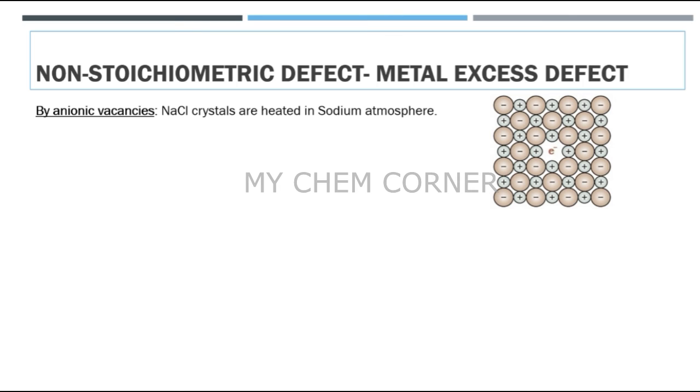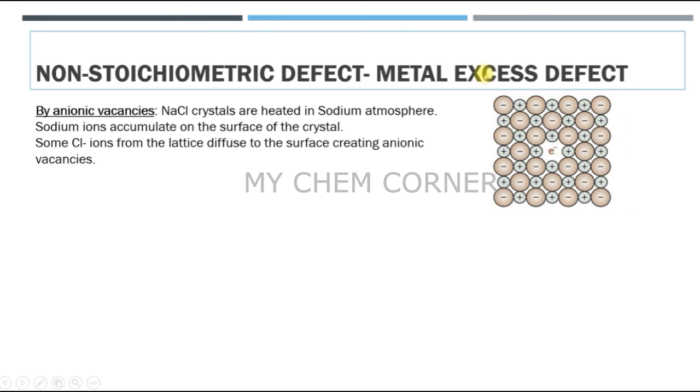Okay. So here again, we're taking a classic example of sodium chloride. When sodium chloride crystals are heated in a sodium atmosphere, what will happen? Sodium ions are going to accumulate on the surface of this crystal. Now when sodium ions get accumulated, what will happen? Some of the chloride ions are going to move to the surface. So when that happens, the accumulated sodium atom will lose an electron.